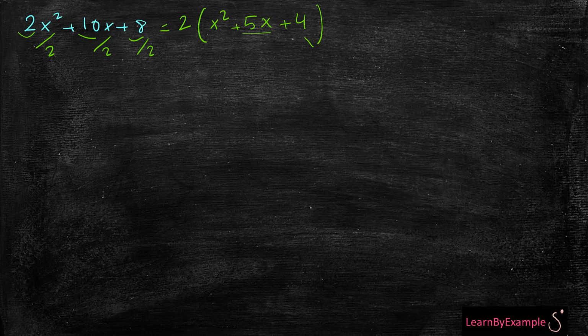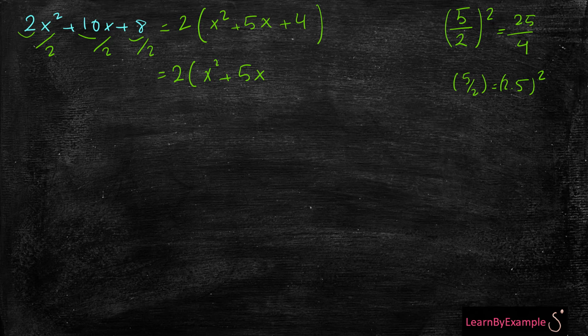Now, what do I do to turn this into a perfect square? I'm just going to write the first 2 terms like I did before. So 2 doesn't change, x squared plus 5x. Now, what I'm going to do is take the middle term divided by 2, which is 5 over 2. Then I square it to the power of 2, which is 25 over 4. Now, you might want to write 5 over 2 as 2.5, and then have 2.5 to the power of 2, which is 6.25.